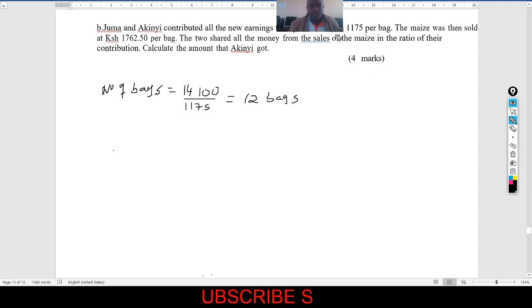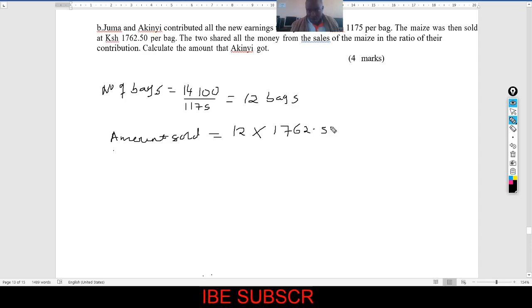Then we are told that they sold the maize at 1,762.50 per bag. The amount sold equals the 12 bags times 1,762.50. If you multiply that, you get 21,150 Kenyan shillings. That is the amount sold. Then the two shared it in the ratio of their contribution.